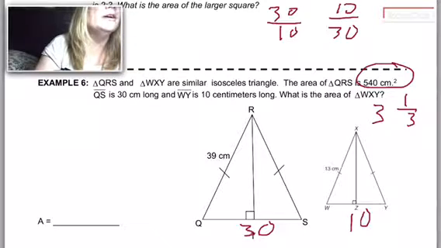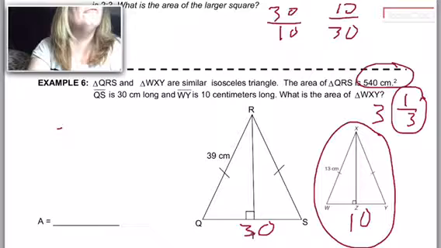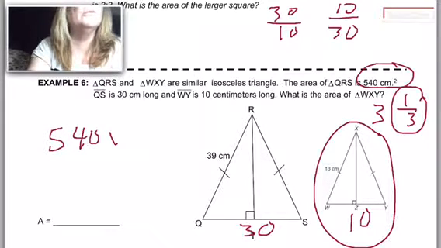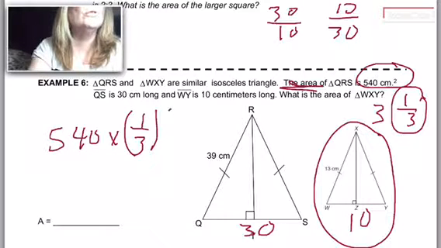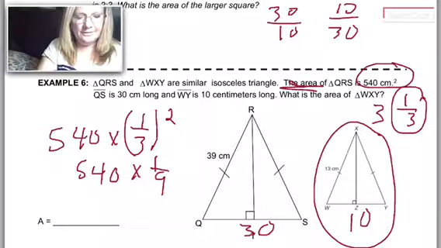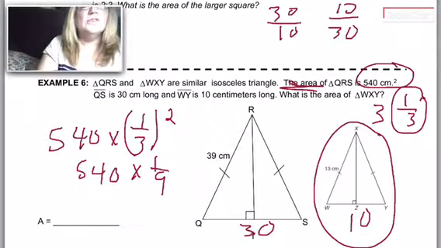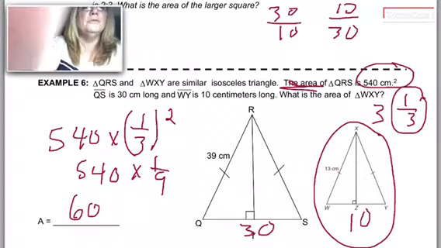And they want to know what is the area of WXY. That is a smaller one. So that means that we are going to multiply by the number that gets it smaller. So if we had 540, we are now going to multiply that by 1/3. And we're talking area. So it is 1/3 squared. So it's going to be 540 times 1 over 9, or 540 divided by 9, which is 60. And again, if you want to work the problem out by drawing the entire problem, you can.